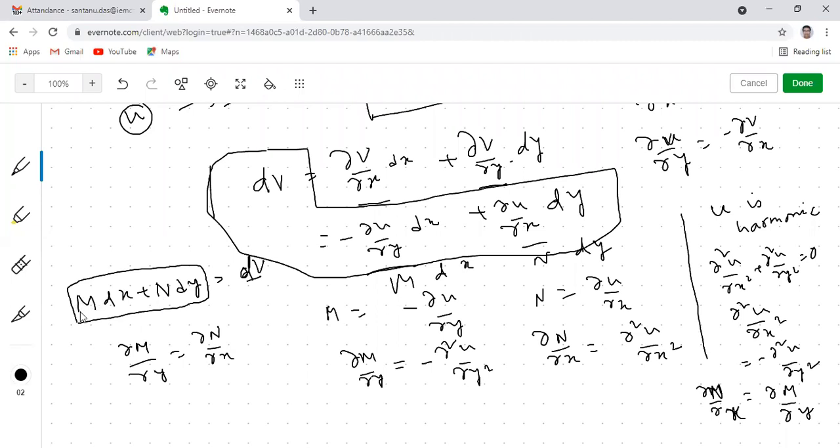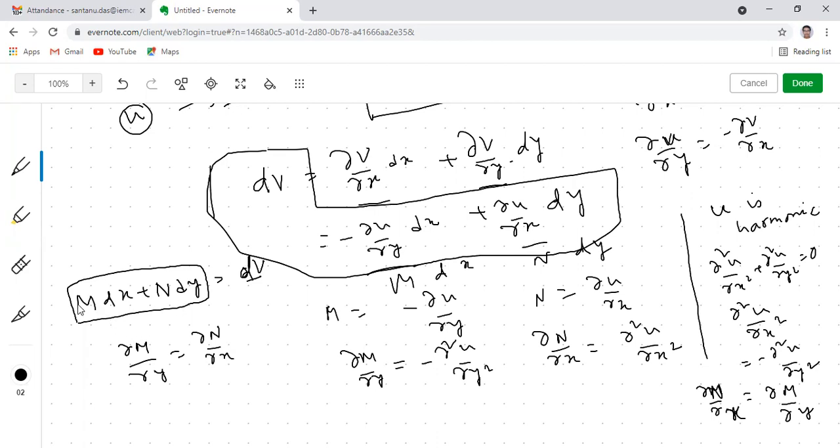Then you can integrate N with respect to y by keeping x constant, and take the common terms only. Otherwise, you can integrate M with respect to x by keeping y constant, then integrate only those terms of N which don't contain x. Since you have already integrated with respect to x, you neglect those terms in N which contain x, and the remaining terms are integrated with respect to y. If you combine both, you will get the solution.